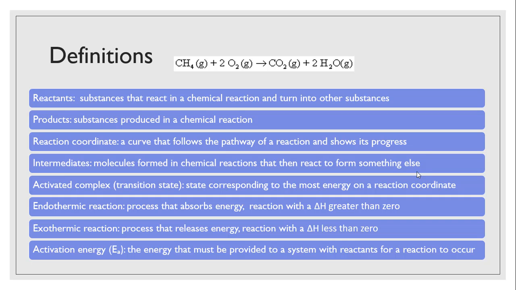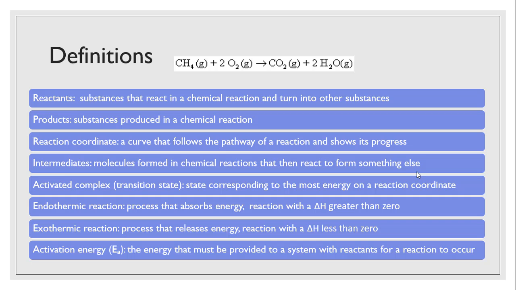Exothermic reactions are processes that release energy, and in them, the delta H is less than 0 because heat is being released. For them, the y-coordinate of the products will be lower than the y-coordinate of the reactants because this reflects the energy lost as heat.